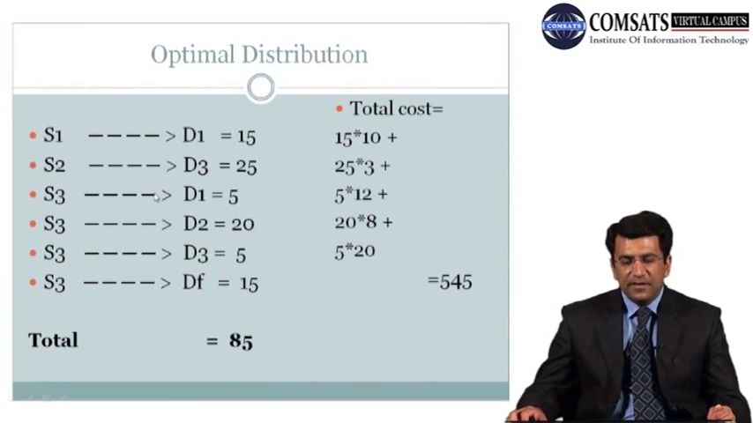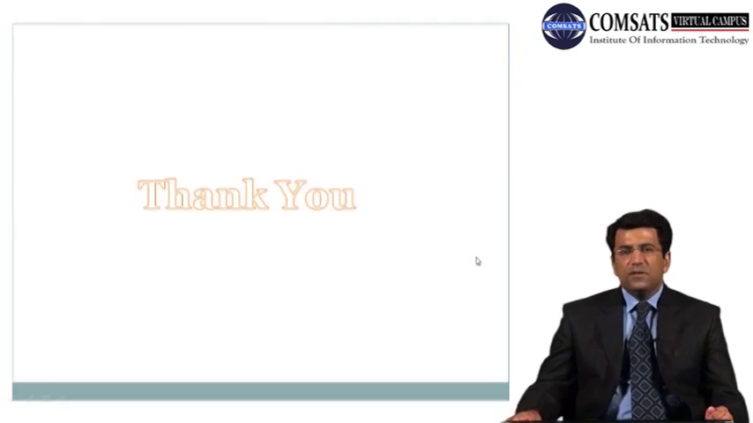And again, as I just told you, we will have to supply 15 products from S1 to D1, 25 products from S2 to D3, 5 products from S3 to D1, 20 products from S3 to D2, 5 products from S3 to D3, and 15 products from S3 to DF. So that is actually useless, because DF is the dummy destination which we just introduced in order to solve this problem. So our total cost will be equal to 545.